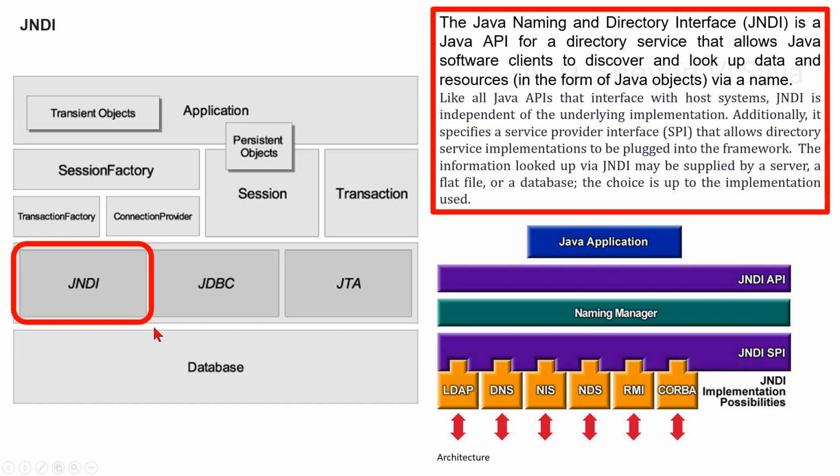Additionally, it specifies a service provider interface, SPI, that allows directory service implementations to be plugged into the framework. The information looked up via JNDI may be supplied by a server, a flat file, or a database. The choice is up to the implementation used. Here you can see the architecture of JNDI.